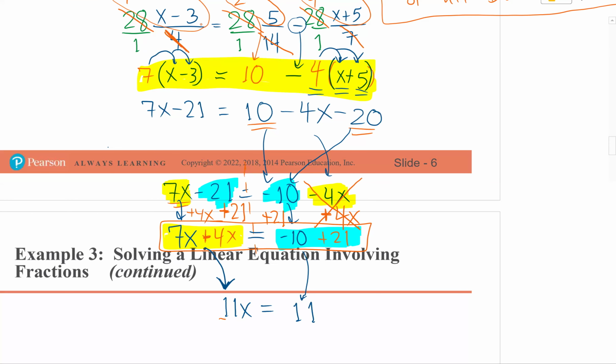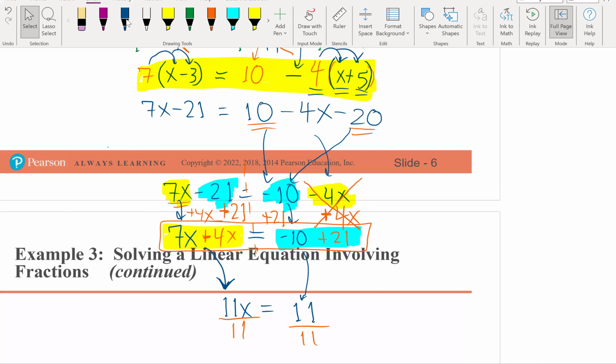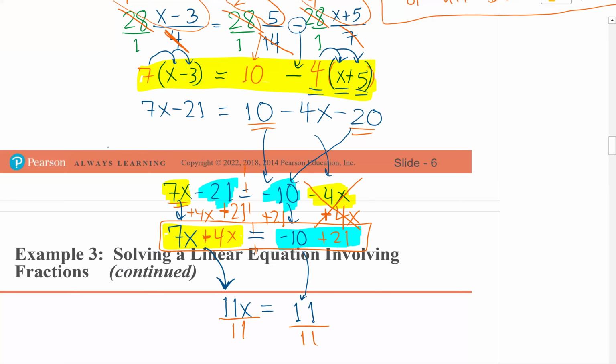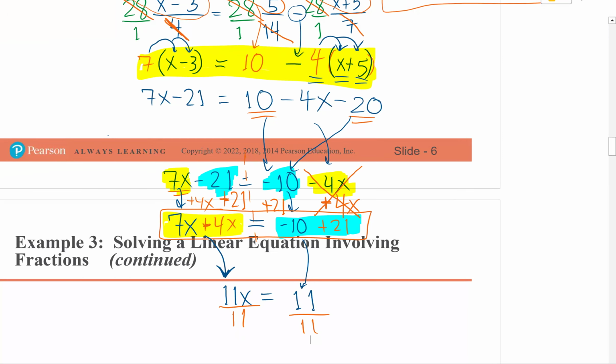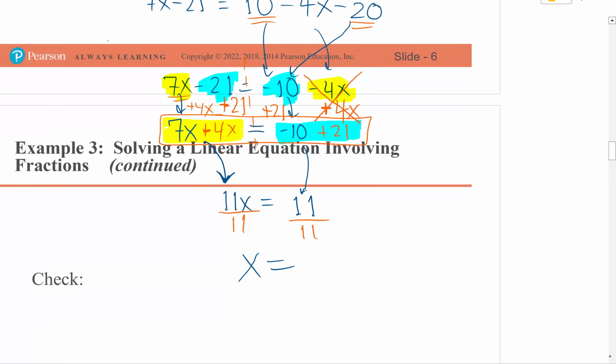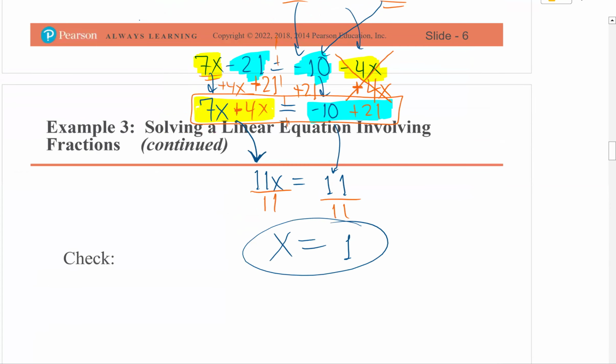Now I'm going to divide both sides by 11 because I want to have just x equals. I don't want to see 11x equals. And the 11 is being multiplied by the x, so I do the opposite to both sides to solve it. Well, that works out pretty good. Look at that, 11 over 11 is 1. So I just got x. And again, 11 over 11 is 1. Woo! Nice.